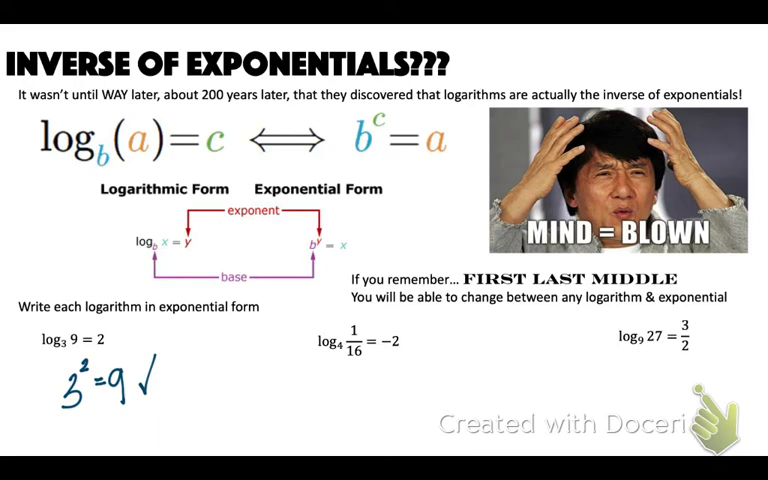Cool. If we want to change this one to an exponential, we just remember first, last, middle. So 4 is the first one, negative 2 is the last, and the middle is 1/16. Sweet. Again, just remember first, last, middle, so this will be 9 to the 3/2 power equals 27.